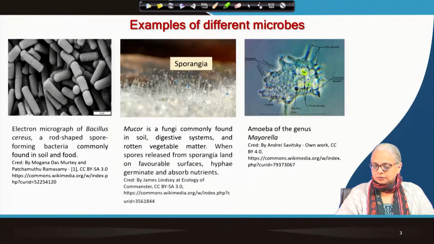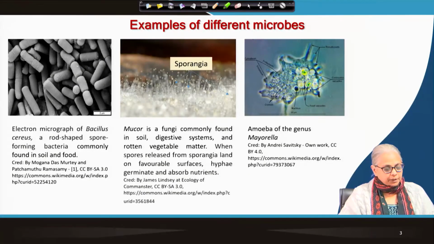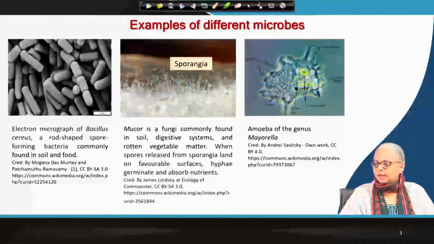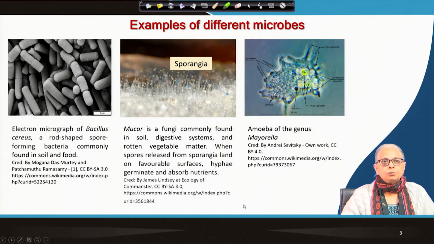So let's take a quick look at some different types of microbes. Here I have some examples, mostly graphics, where we have, in the first case, an electron micrograph of a Bacillus cereus. So these are rod-shaped spore-forming bacteria. They are very common in soil and food, and we will go into some details about these kinds of bacteria in subsequent topics. In the second graphic, what you can see is a fungi. This is mucor. Mucor is very common. It's a mold that grows on food.